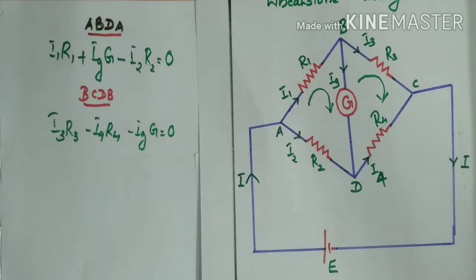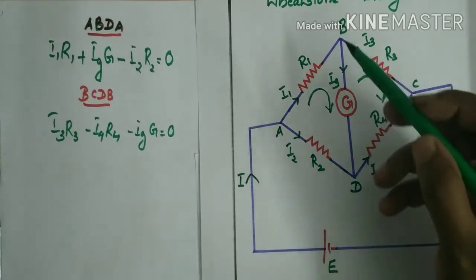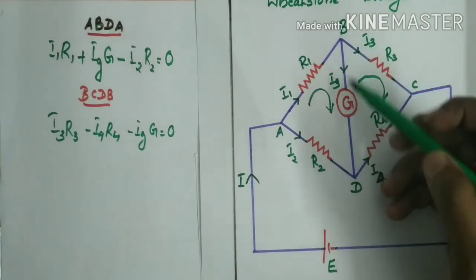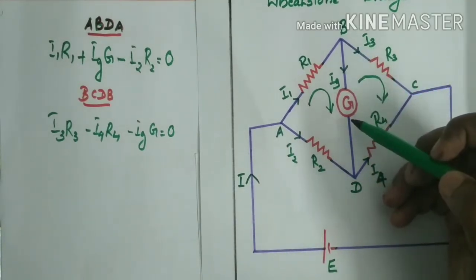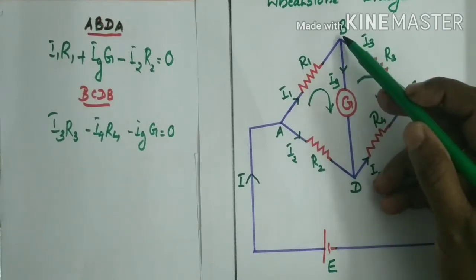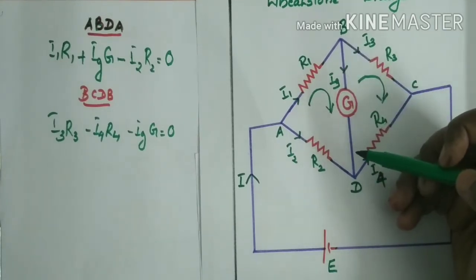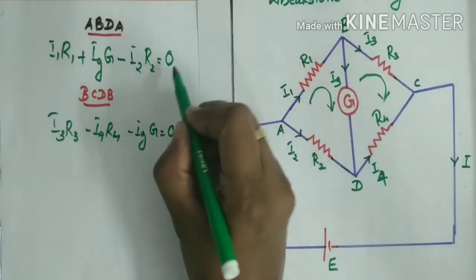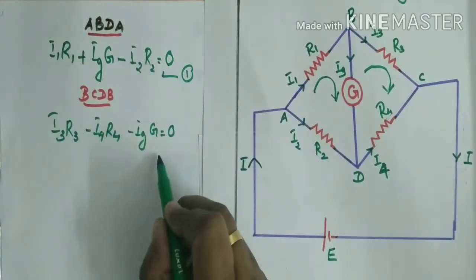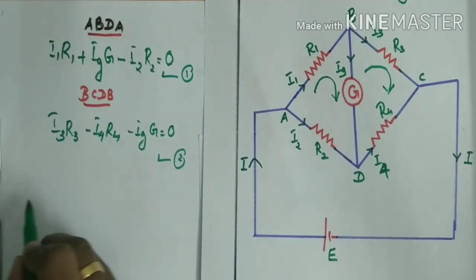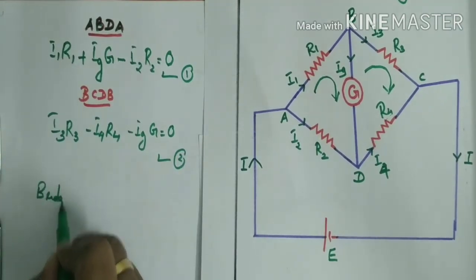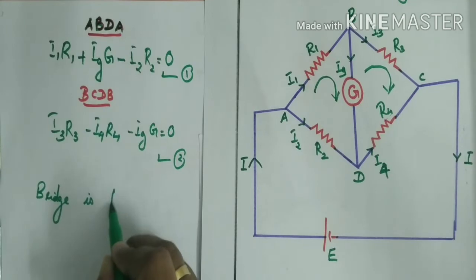Now the bridge is mainly used when it is in the balanced condition. The bridge is balanced means the current through the galvanometer, that is Ig, equal to 0. When Ig equals 0, the potential difference across BD equals 0. So that is the balanced condition of the Wheatstone Bridge. This is the first equation and this one is the second equation. Now we can say the Wheatstone Bridge is balanced.